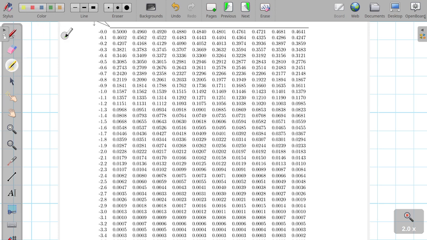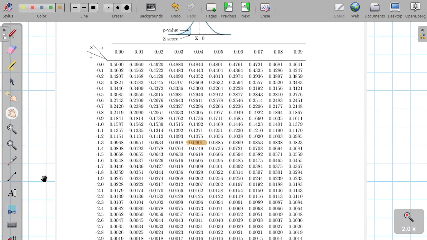And that is sitting right here. There's 0.0901. That's about as close as we're going to get. If you have software, you can look that up. It's easy to do then.